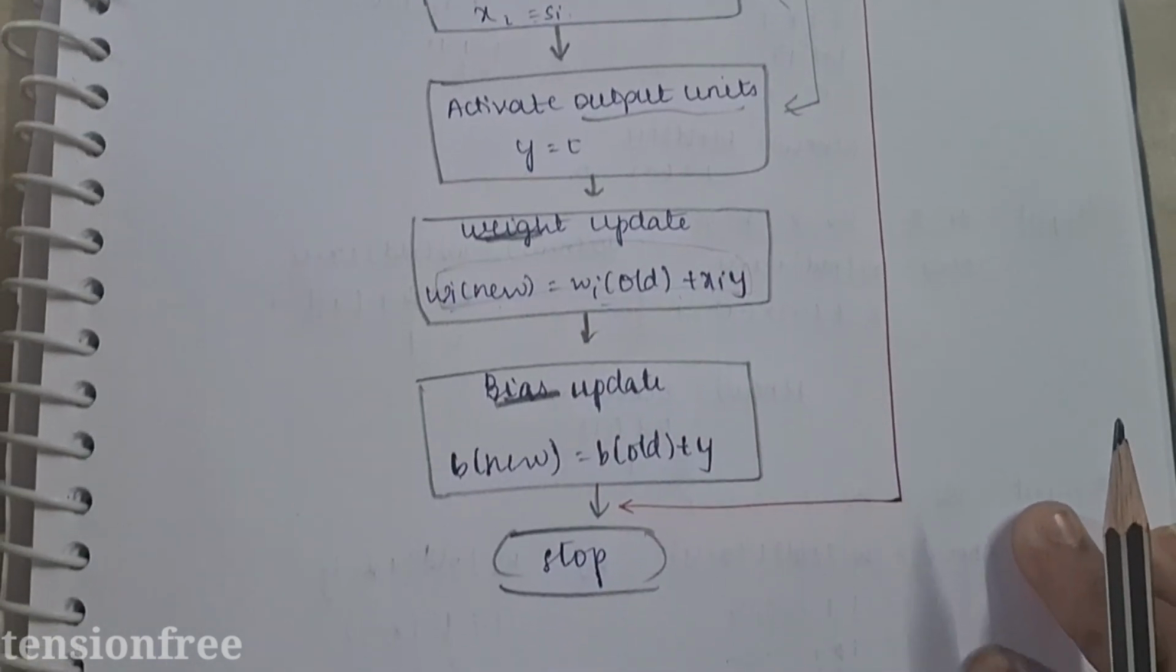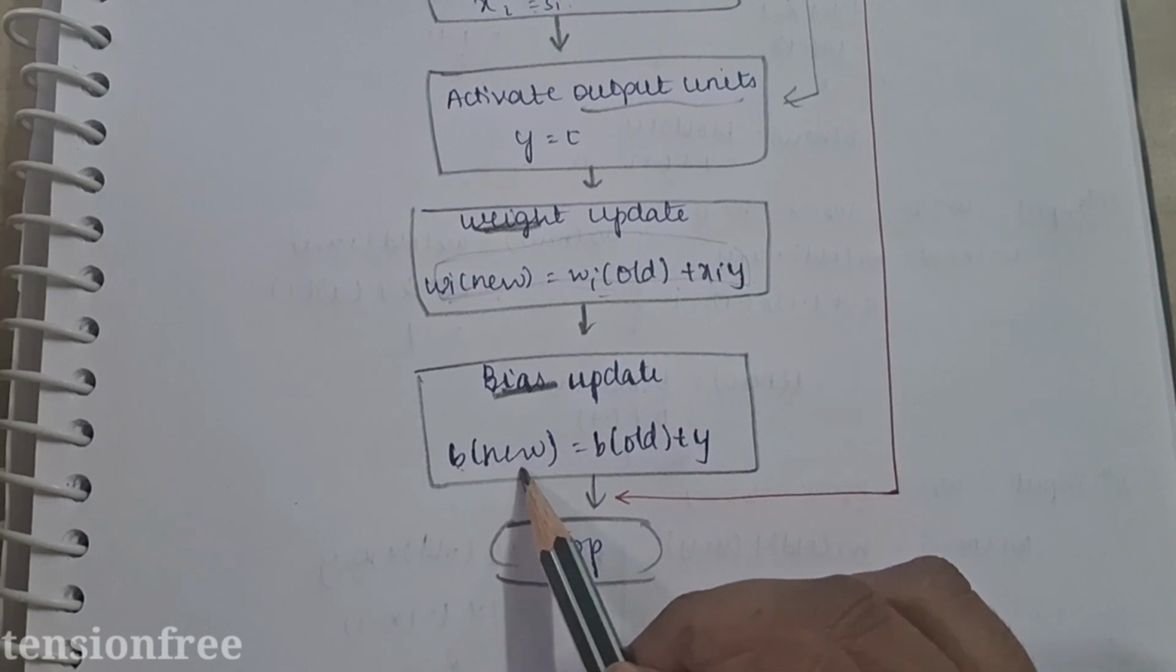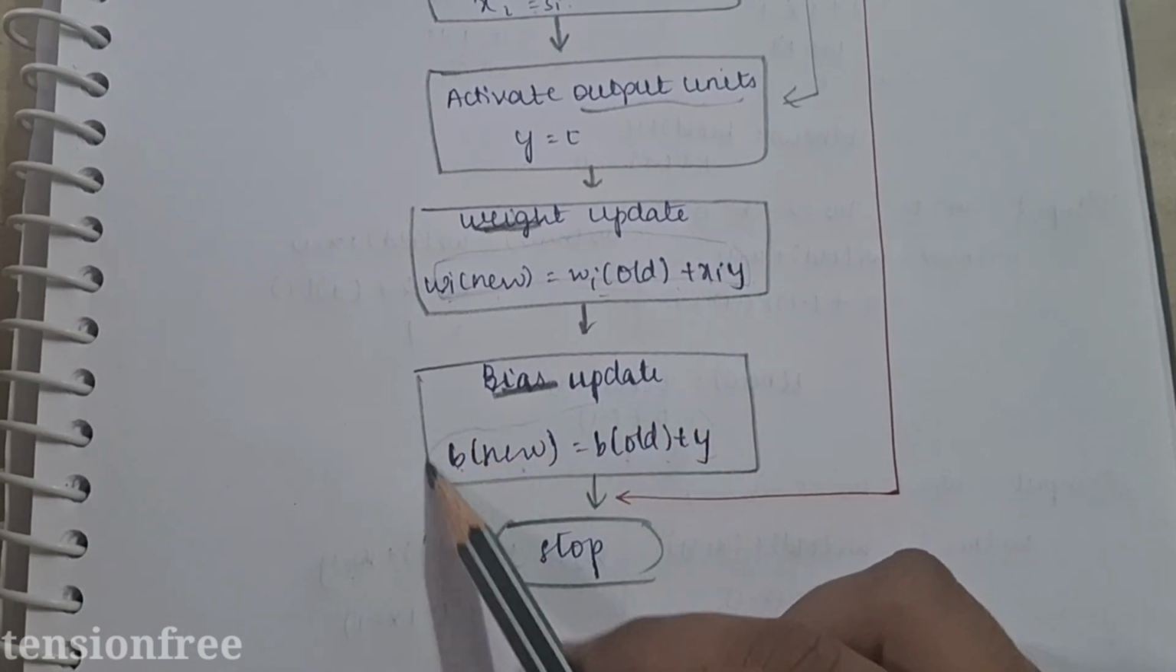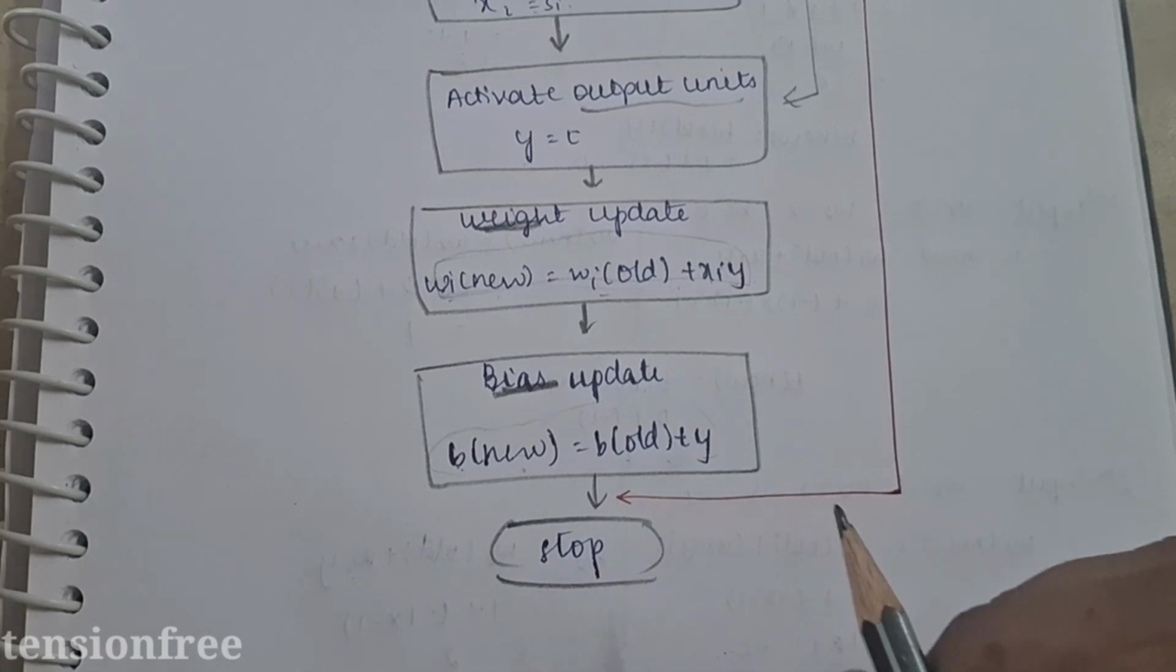How can we update the bias? Bias new is equal to bias old plus y. This is how we will be updating the bias.